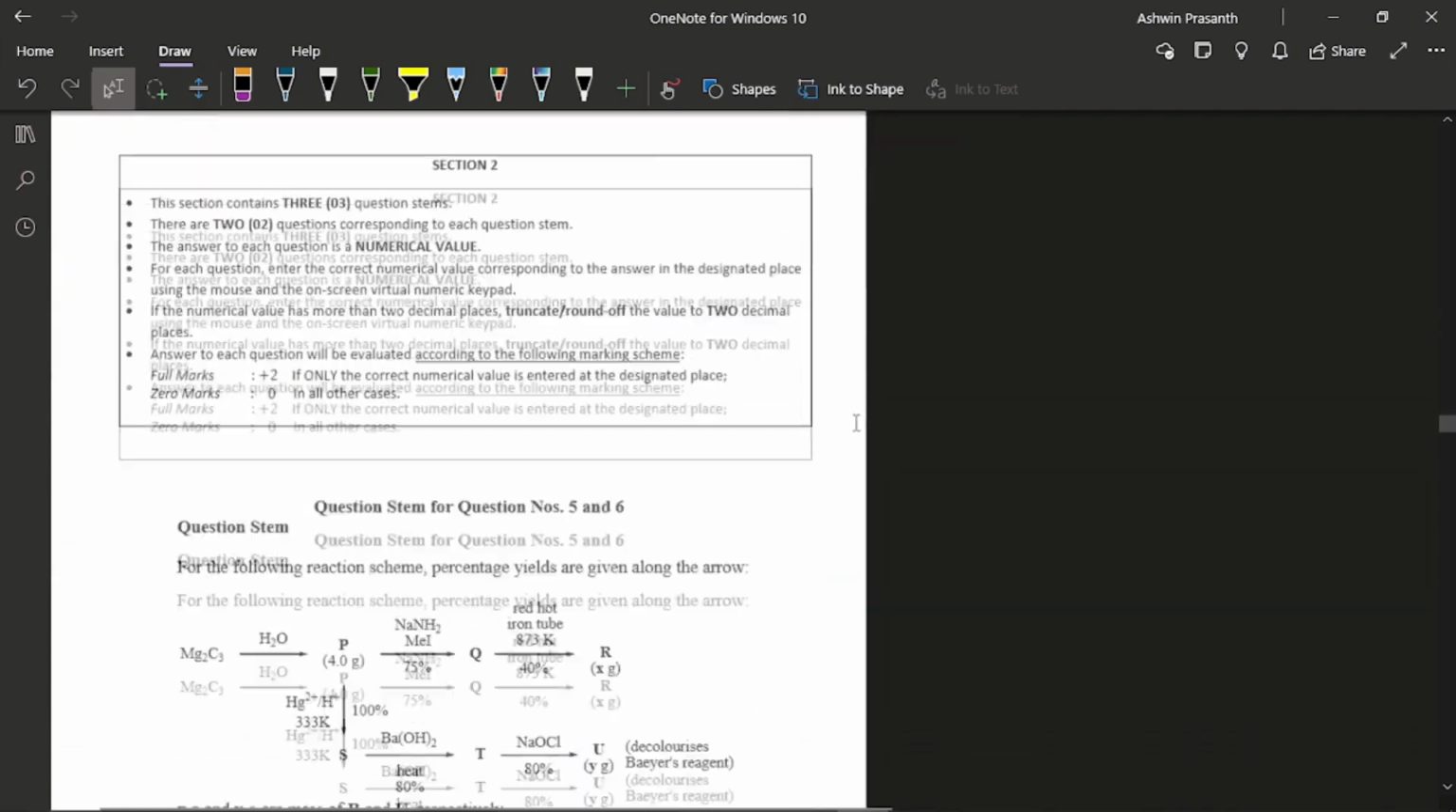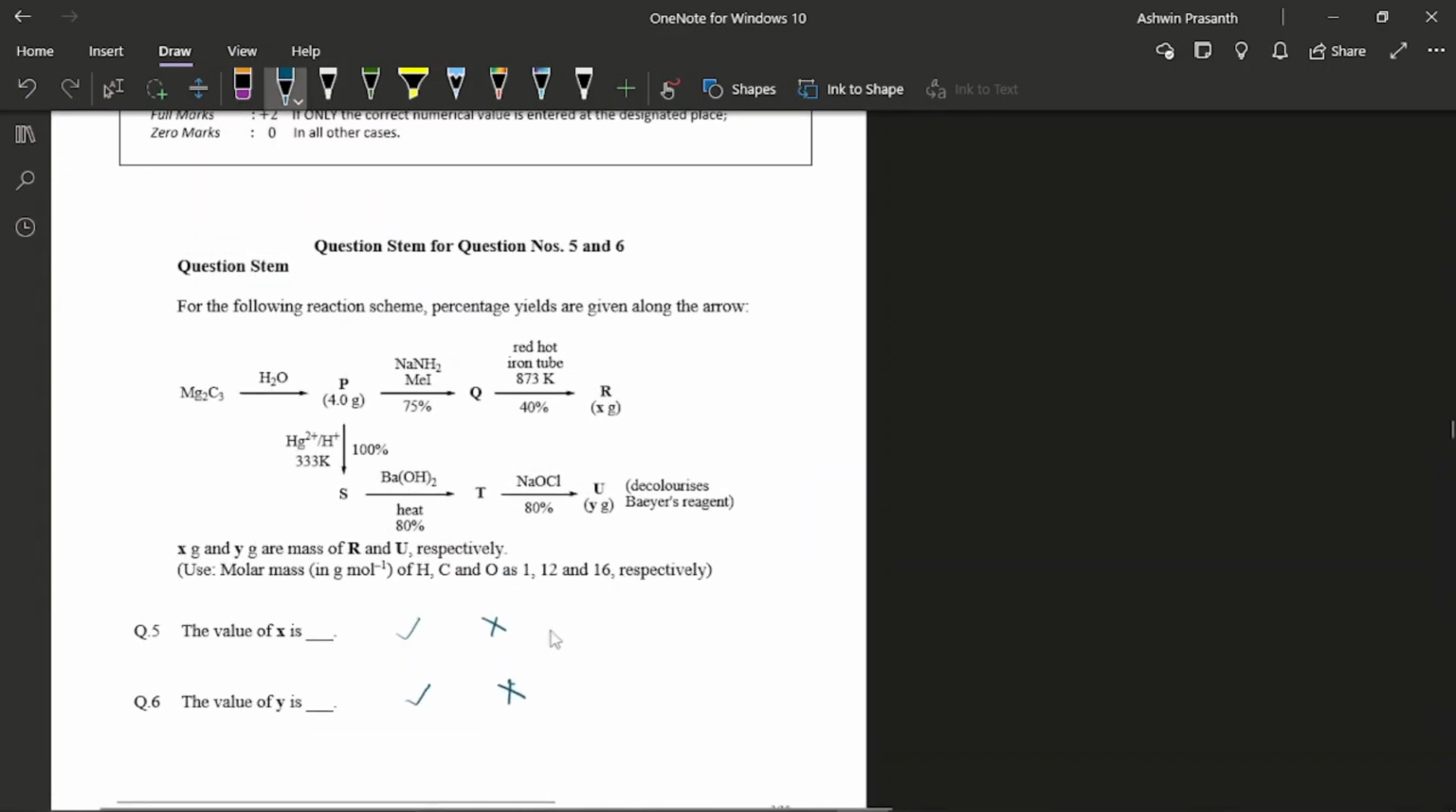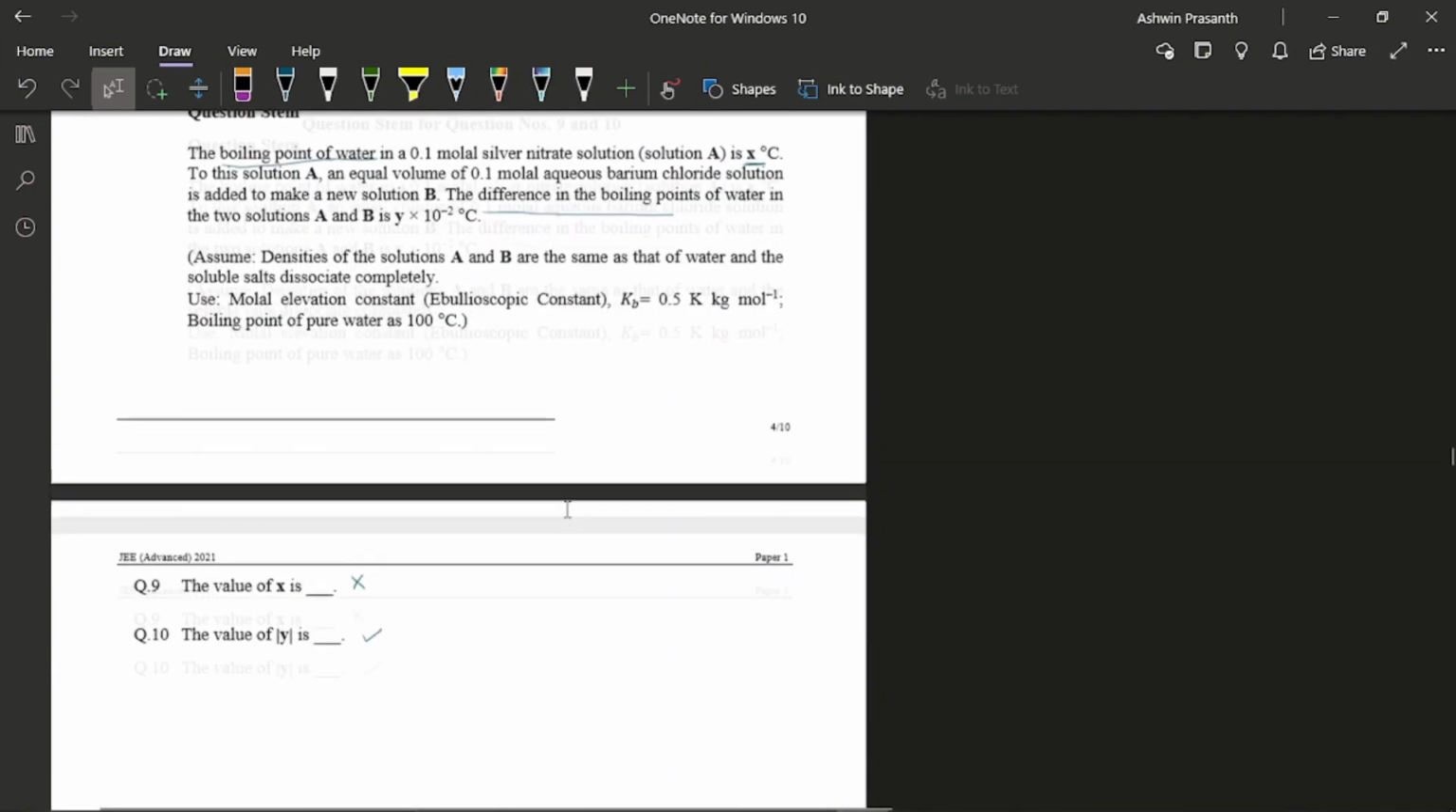Section one was fine. Section two, like I said, I again checked this question, but somehow I still got it wrong. These were fine.